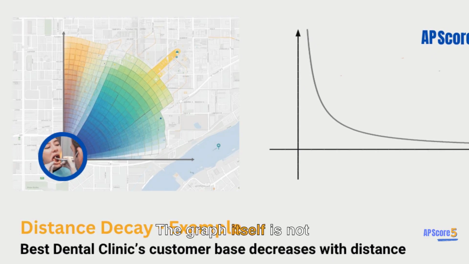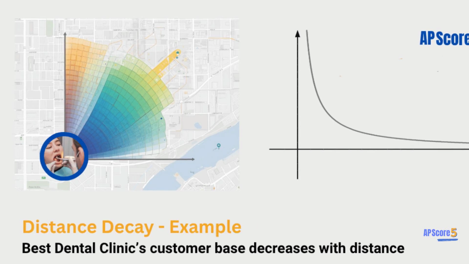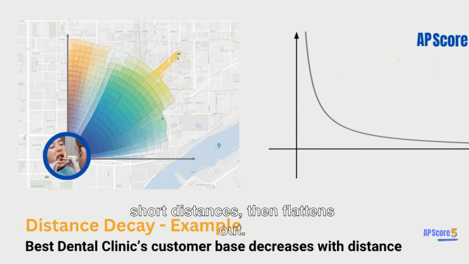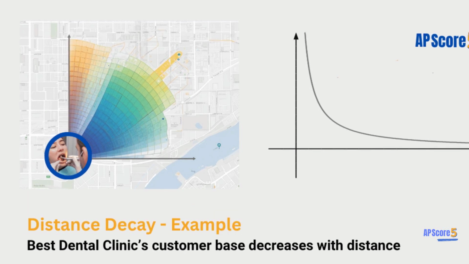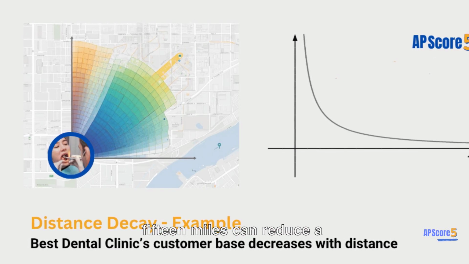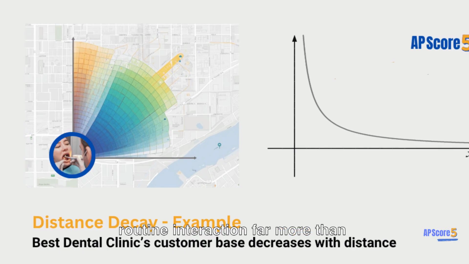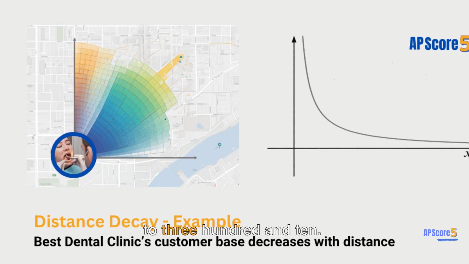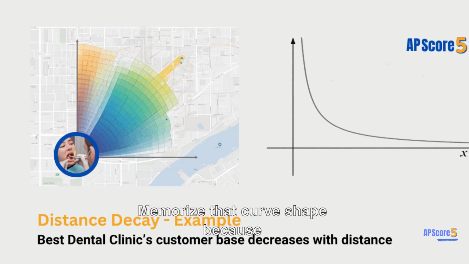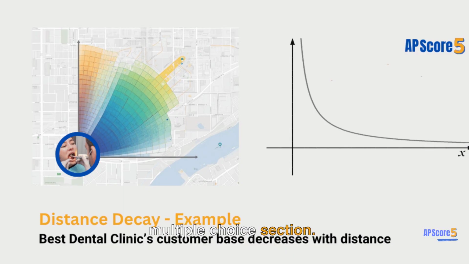The graph itself is not a straight line. Interaction usually drops sharply at short distances, then flattens out. Going from 5 miles to 15 miles can reduce a routine interaction far more than going from 300 miles to 310. Memorize that curve shape because it shows up on the multiple choice section.